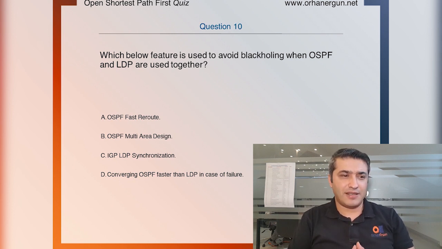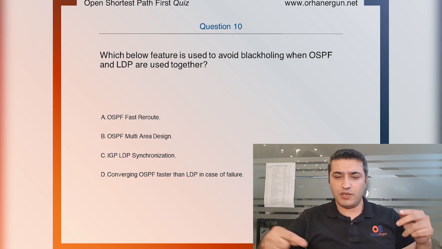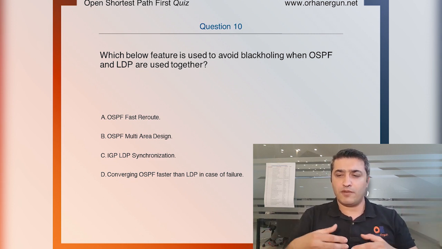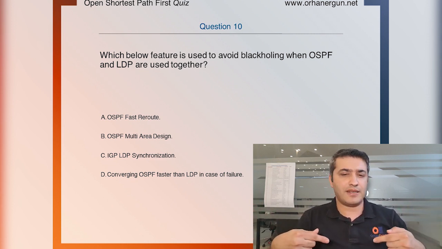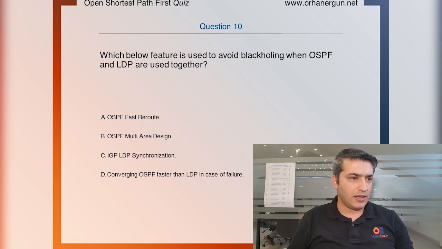OSPF multi-area design, of course not. You can have just a single IGP without any MPLS, single IGP through multi-area OSPF, or it could be IS-IS and multi-level IS-IS. You wouldn't need LDP anyway.